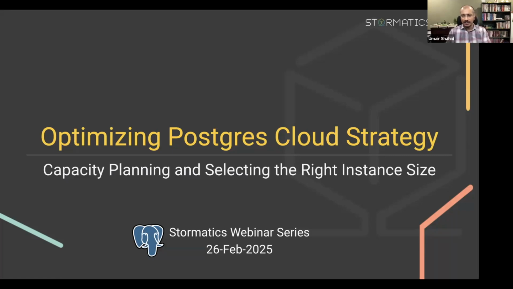Just as a reminder, this is a series where we try to ensure that we do at least one webinar every month, sometimes even two. The idea is to share knowledge about Postgres and the various areas around Postgres that we encounter as we go about consulting with different customers. The common problems that we see customers face, we try to take those topics and educate our audience on them. So today's topic is optimizing Postgres cloud strategy.